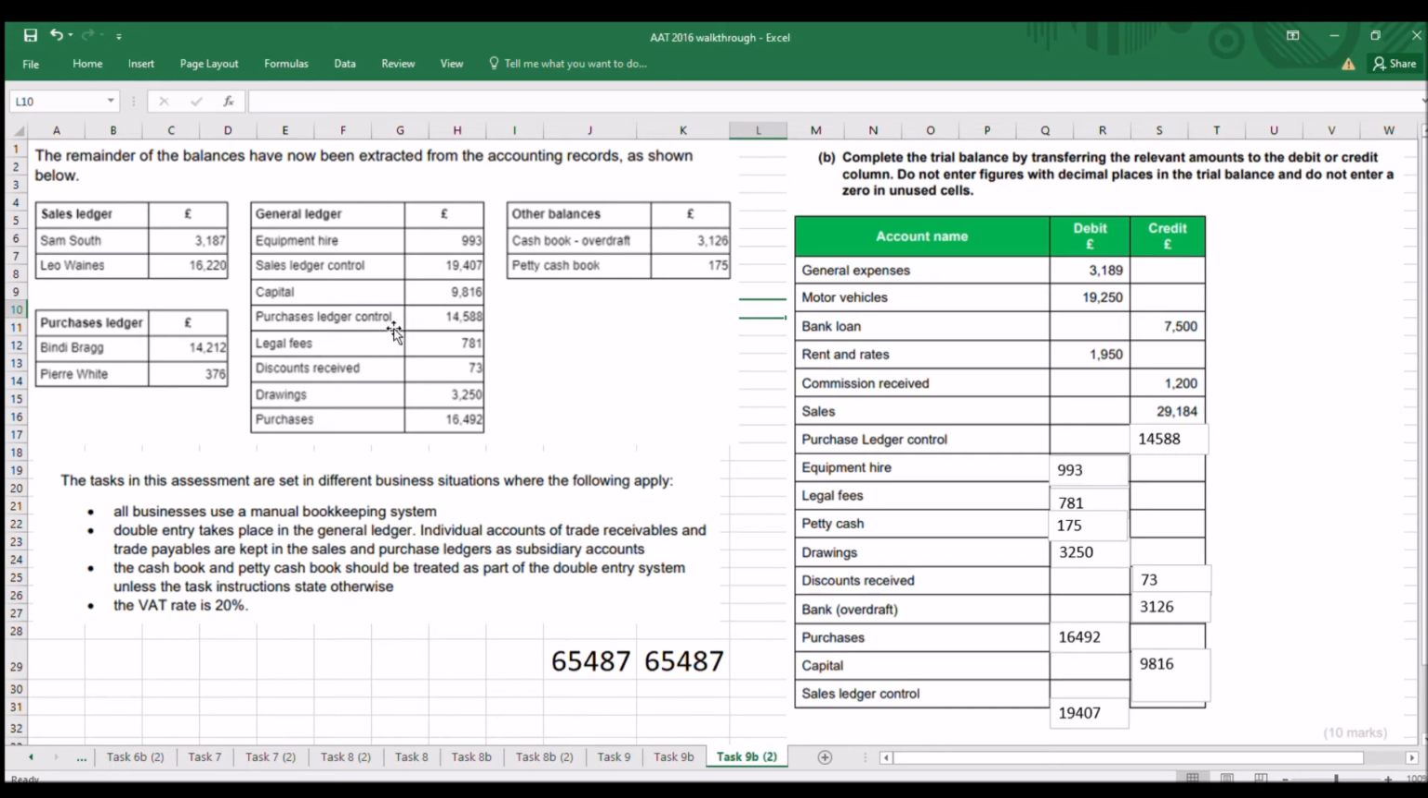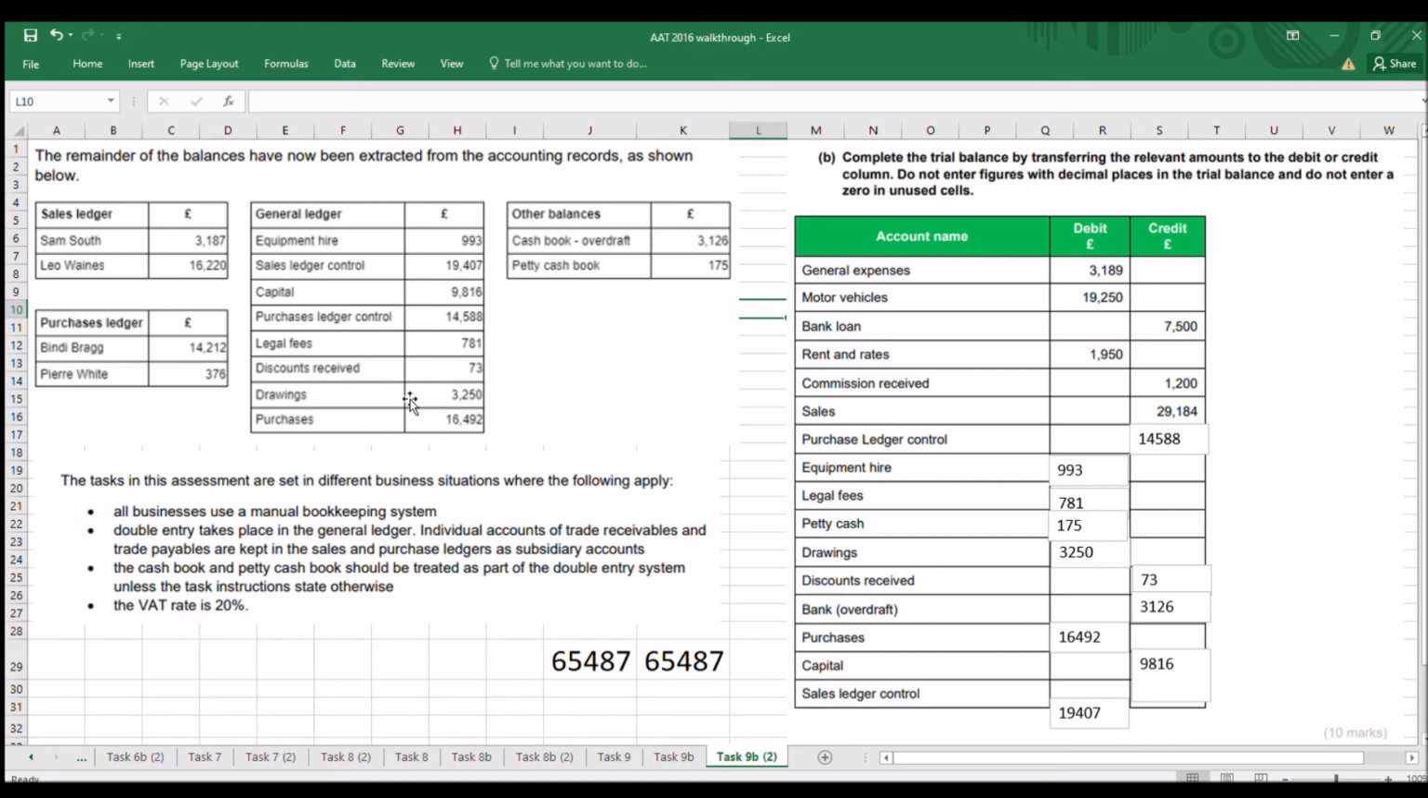Purchase ledger control account for 14588, money going out to the creditors or to the suppliers in future, so that's a credit. Legal fees are an expense, a reduction in the amount that's going out to the shareholders in future, so legal fees 781, debit. Discounts received, so that's money that's available to go to the shareholders in future, an increase in the money going to shareholders, so that's a credit, 73.